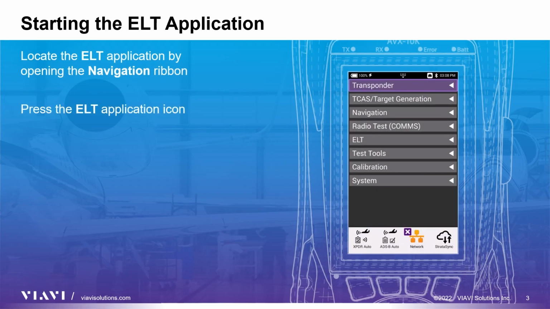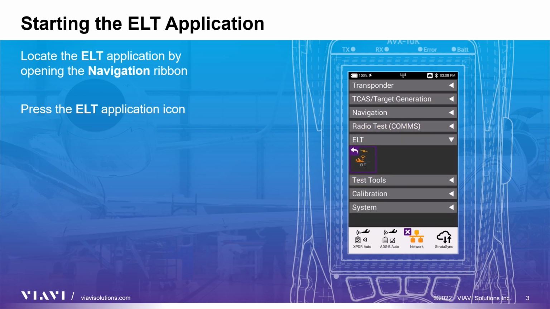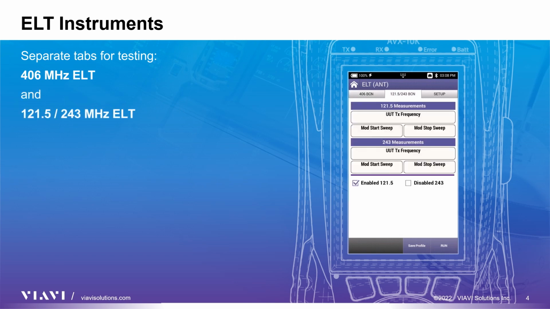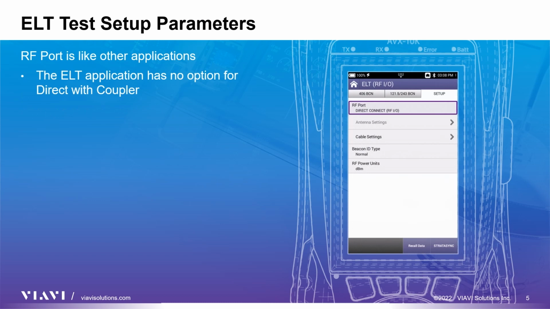After turning on your test set, open the Radio Test ELT ribbon and select the ELT application. Before we look at the setup page, let's briefly discuss the ELT instruments. Within the ELT application, the tabs provide for testing either a 406 MHz ELT or a 121.5/243 MHz ELT. Now, let's review the unique setup parameters.